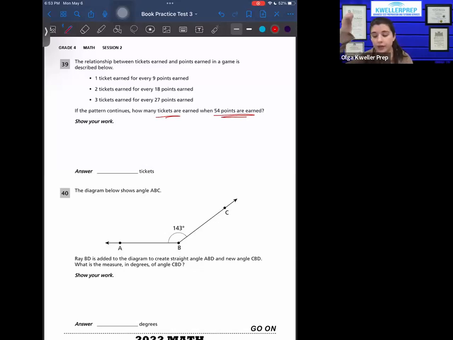Yeah, add 9, right? So we have 1 is 9. We've got 2 is 18. 3 is 27. So on my left side of my table, I'm going up by 1. And on the right side of my table, I'm going up by 9. That's the pattern. Plus 1, plus 9, right? So what's going to happen when I get to 4?